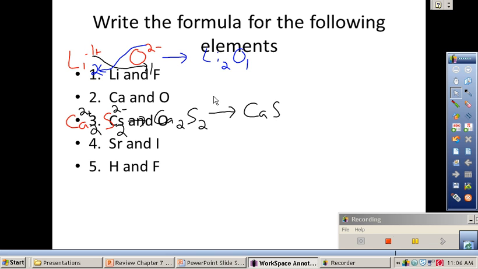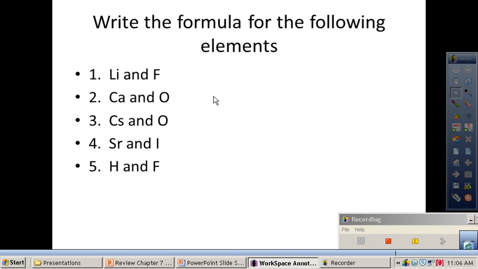Go ahead and use the crisscross method for these compounds. Pause the video, restart it when you are done.